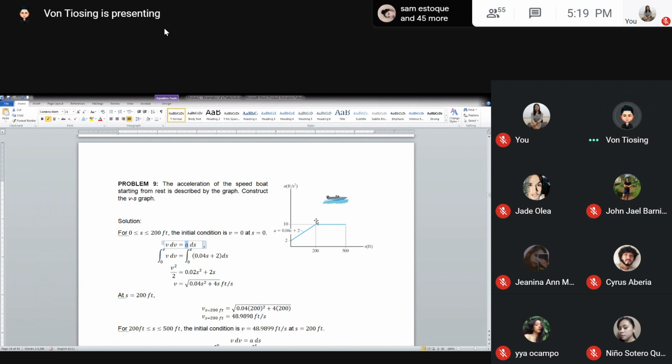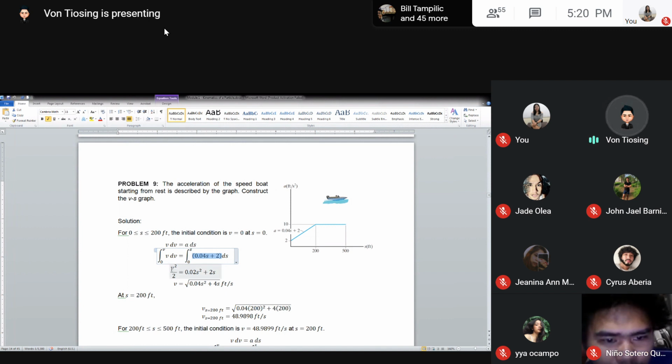This is just an equation of a line. So ang slope niya ay, ang rise niya ay 10 minus 2, which is 8. Ang run niya 200. So 8 over 200, that is 0.04. Ayun. Then yung y-intercept niya ay 2. So 0.04s plus 2. Okay, so integrate mo ito. So this 0.04s squared over 2, kaya naging 0.02s squared dito, plus 2s.